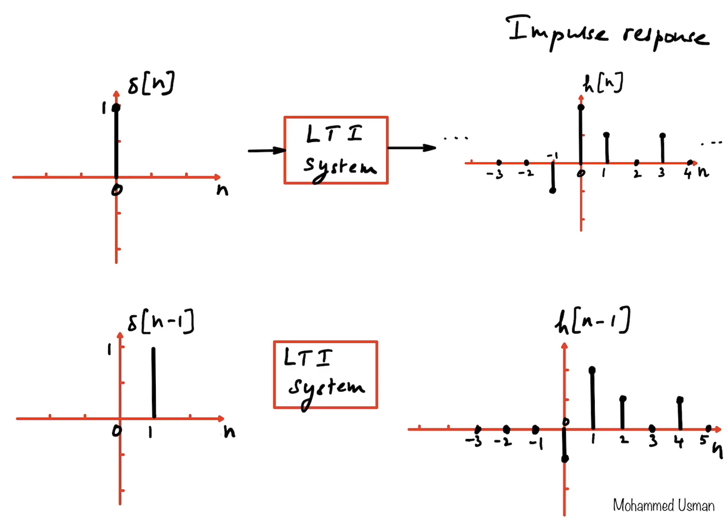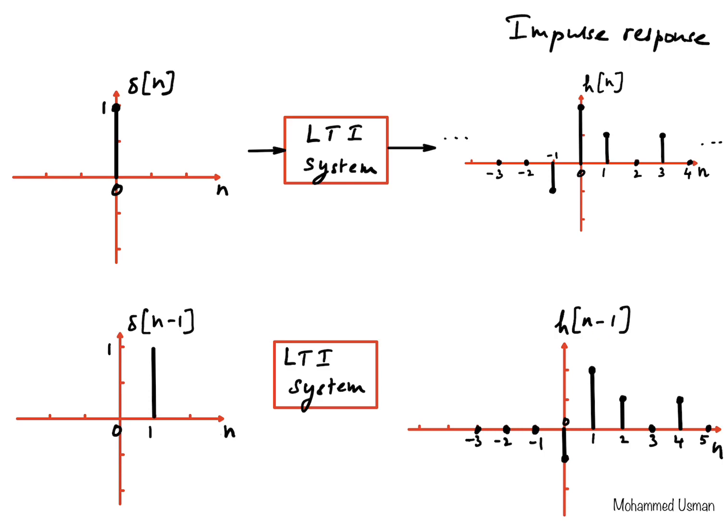Basically what we see here is that when the input is shifted to the right by a certain amount, the output is also shifted to the right by the same amount. If this input was shifted to the left, for example, if delta of n was shifted to the left and was at minus 1, then h of n will also be shifted. The entire sequence will be shifted to the left by the same amount. So if we had delta of n plus 1, that would be an impulse at n equal to minus 1, then the corresponding output would be h of n plus 1, which is h of n shifted to the left by 1. So h of n minus 1 is shifted to the right by 1 time unit.